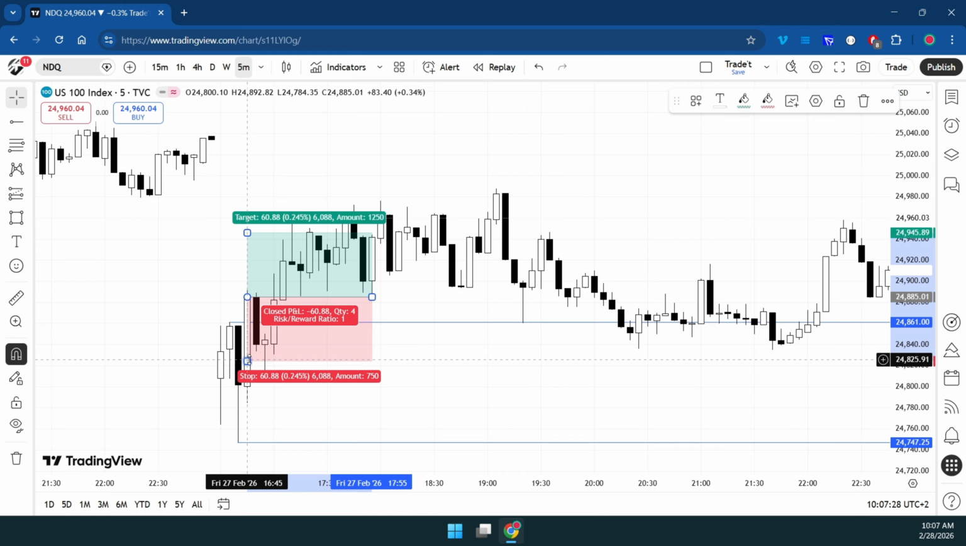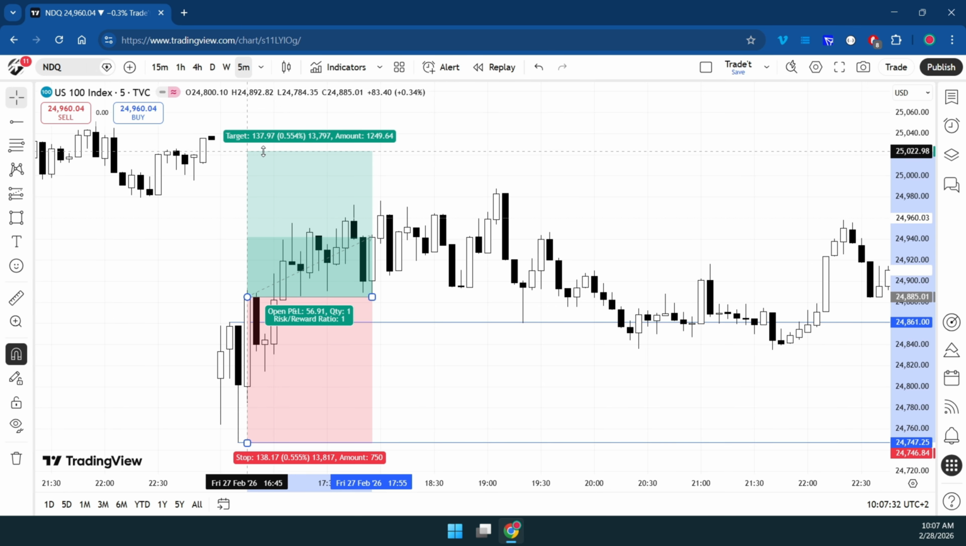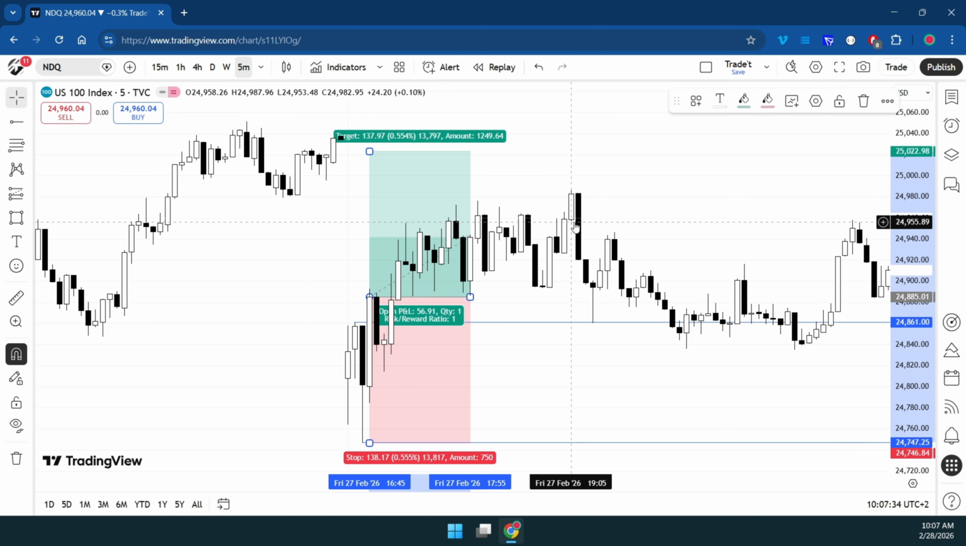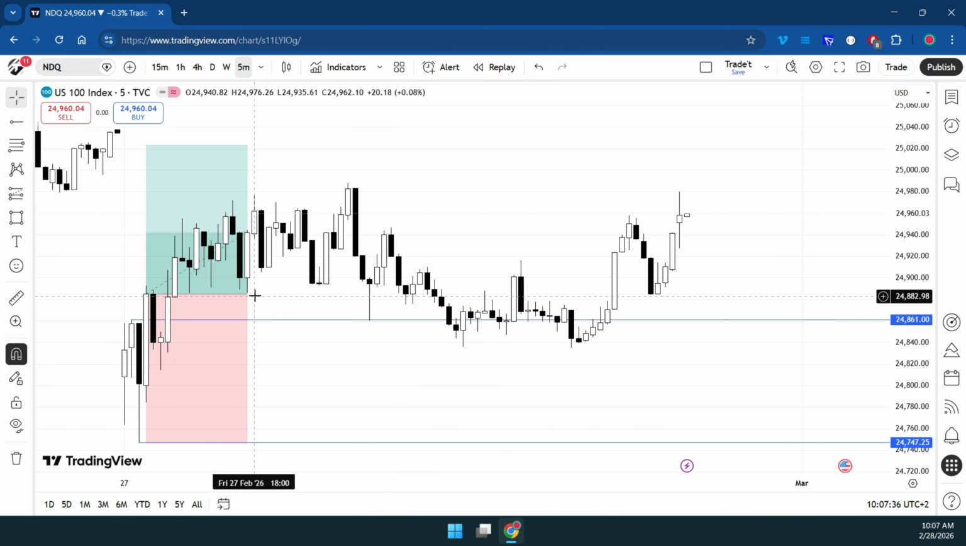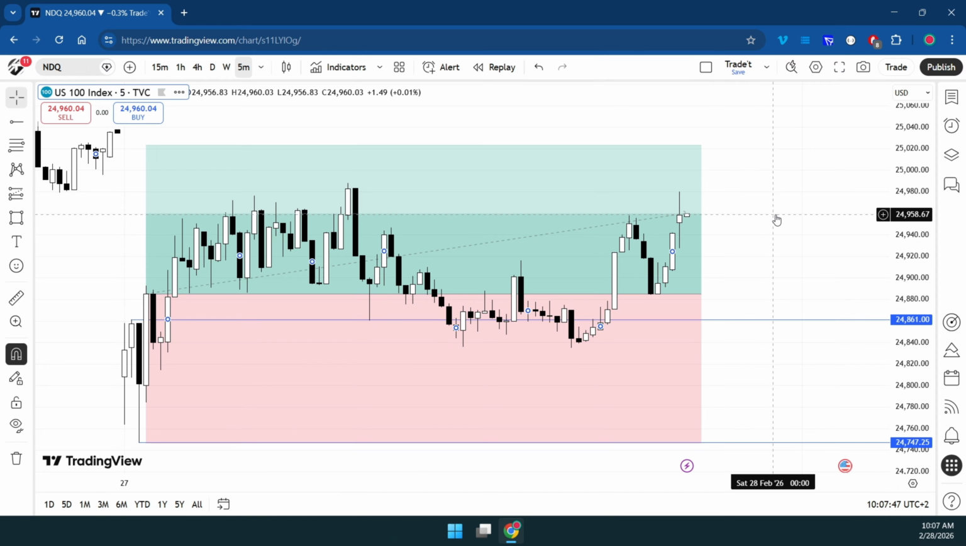I'm gonna enter here. My stop loss would be the range low, and I'm gonna aim for a 1-to-1 risk to reward ratio. However, if you see here, I'm not gonna hit my 1-to-1, and simply my trade would close at the end of the session. So somehow I'm making a 0.5% profit.